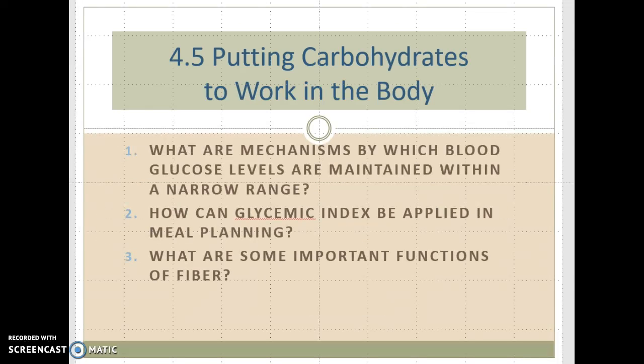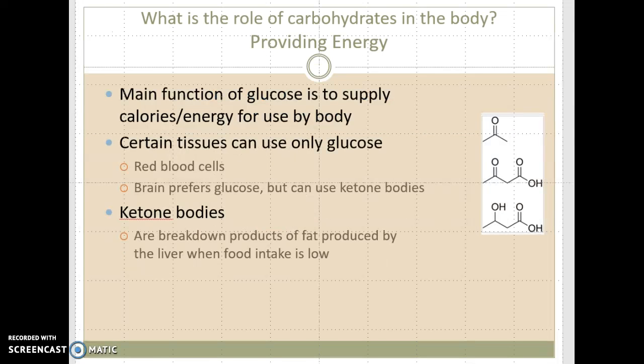What about putting carbohydrates to work? So now we've talked about how important it is to have carbohydrates. Our brain needs it, our body uses it all the time. But what is the right amount of carbohydrate? The main reason we need it is because all the tissues of our body use glucose, our brain, our red blood cells. And if we don't use glucose, then we can use ketone bodies.